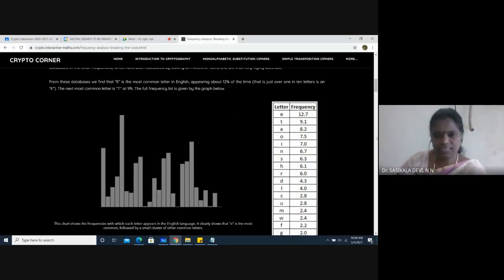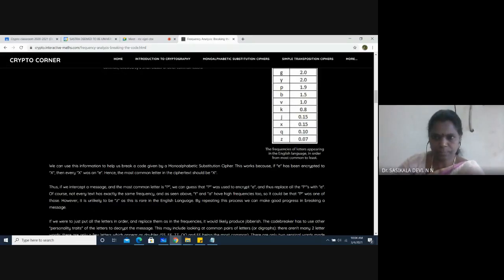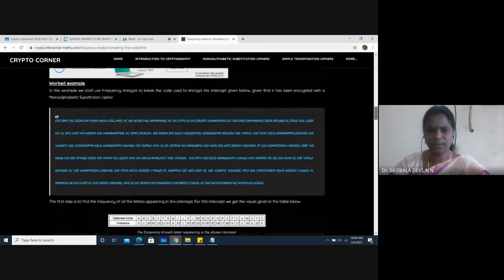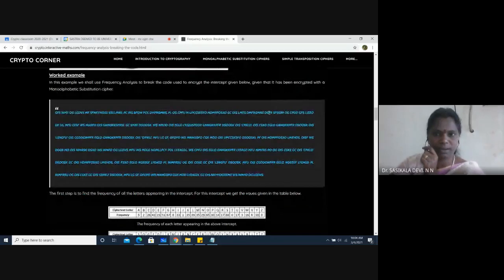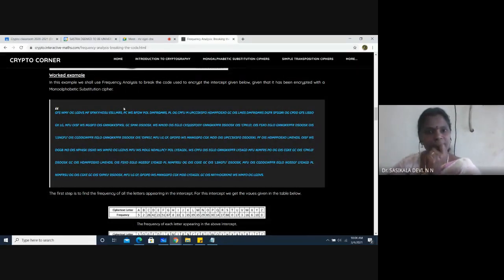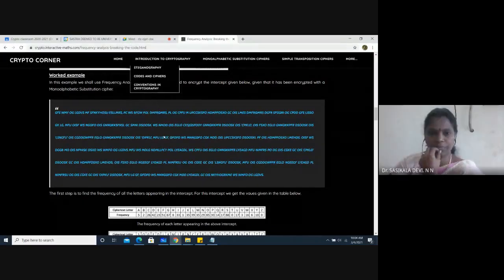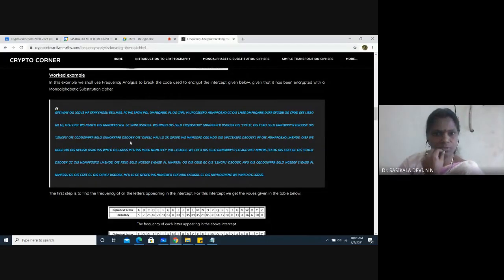Let's get into a simple example here. This is a paragraph of text on the Crypto Corner web page. Is the screen visible to you? Yes, ma'am. Okay, so this is a paragraph of cipher text. Nothing is meaningful, so we have to make it a meaningful paragraph by applying a frequency analysis attack.